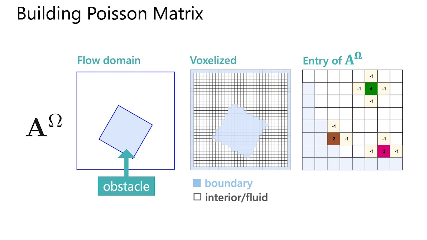In the left image, we illustrate a sample flow domain in 2 dimensions with internal boundaries represented with blue lines. In the middle image, we voxelize the domain with a regular grid. White cells represent the interior or fluid, and blue cells represent boundary conditions. In the right image, we illustrate the non-zero entries in an example matrix A_Omega from the voxelized grid for 3 example interior cells colored green, purple, and brown. Each case illustrates the non-zero entries in the row associated with the example cell. All entries in rows corresponding to boundary or blue cells are 0.